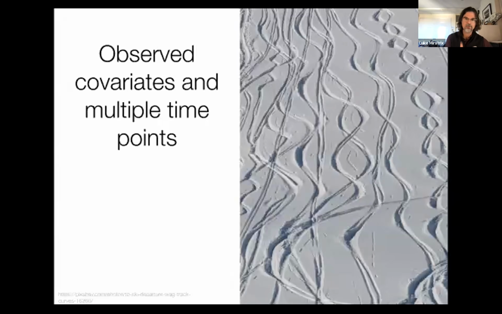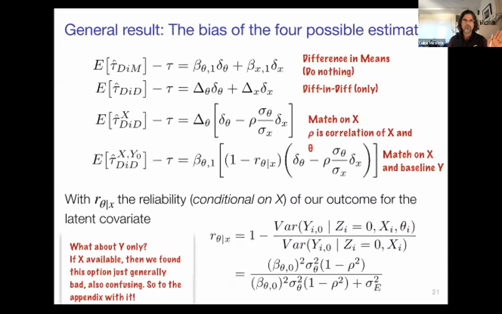Now we're including covariates. I skipped an entire step. So now we were just talking about just matching on Y pre, but now let's talk about Y pre and X. If we have X, then we have an extra estimator, which is just matching on X. So here are our 4 estimators: simple difference in means, simple diff-in-diff without doing anything, diff-in-diff after matching on just X, and diff-in-diff after matching on X and Y.